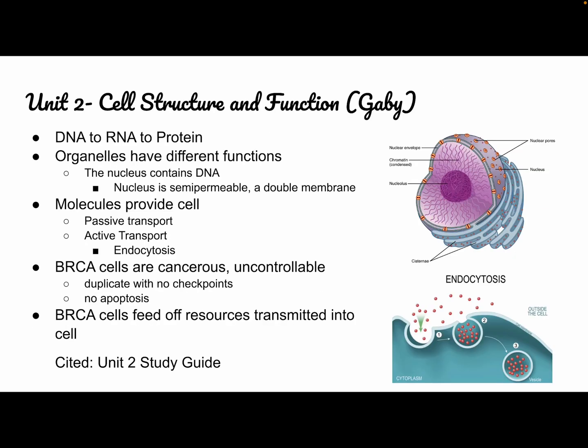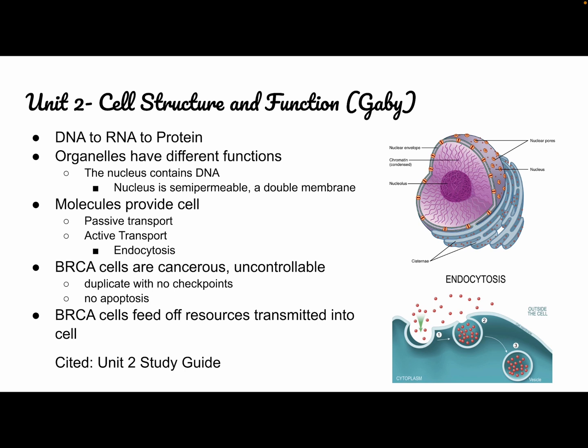Unit 2, Cell Structure and Function. The central dogma: DNA to RNA to protein. There are multiple organelles in the cell that have different functions. The nucleus contains DNA, which is the information for the body. The nucleus is semi-permeable and has a double membrane. Molecules get into the cell through passive transport and active transport, and a subpart of that is endocytosis, which is quite important.